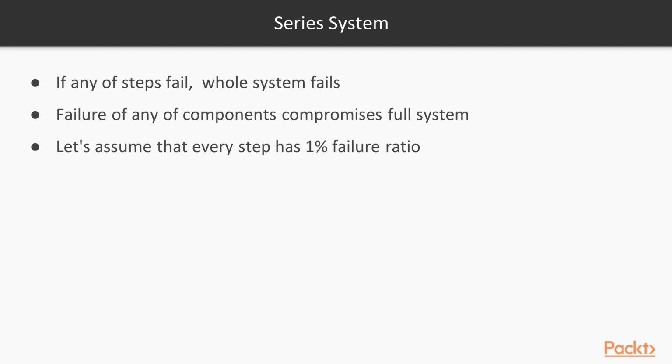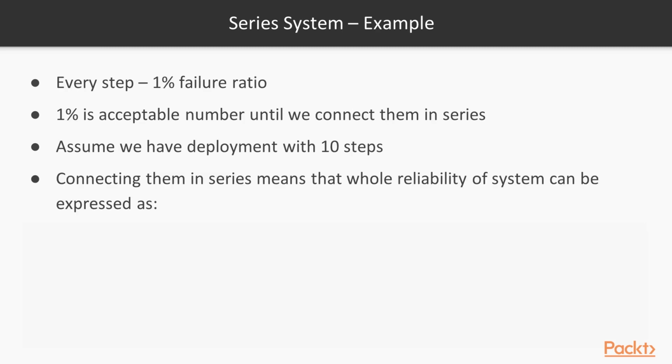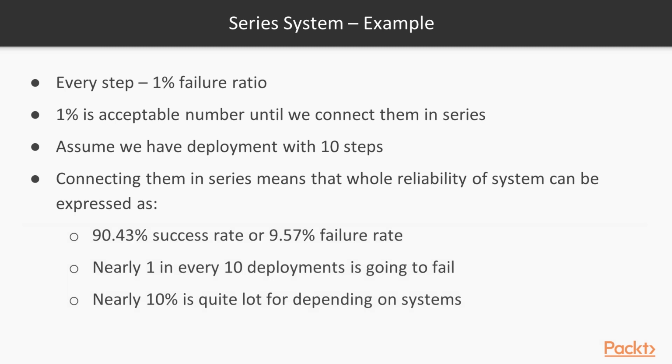Let's assume that every step has a 1% failure ratio. 1% seems quite an acceptable number until we connect them in a series. Let's assume that we have a deployment with 10 steps. These steps have a 1% failure rate, which equals a 99% success rate, or 0.99 reliability. Connecting them in a series means that the whole reliability of our system can be expressed like this. This means that our system has a 90.43% success rate, or in other words, a 9.57% failure rate. Things have changed dramatically. Nearly 1 in every 10 deployments is going to fail.